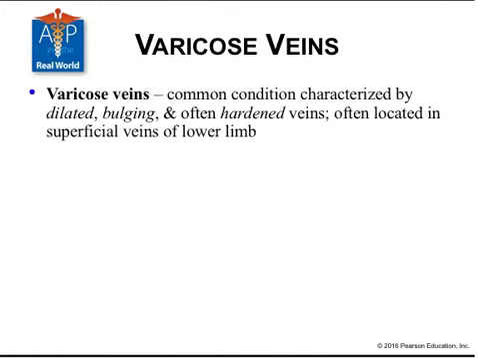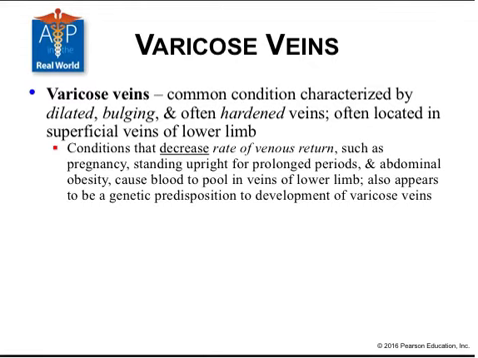Now, occasionally what can happen is that the blood can pool in the lower extremities and result in what we call varicose veins. This is characterized by dilated, bulging, hardened veins, generally in the lower limb, where the blood tends to pool, especially if you have an occupation that involves a lot of standing. The condition that decreases the rate of venous return is essentially this blood pooling in the lower extremities.